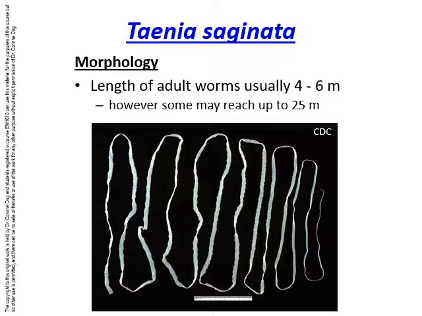This is a picture of an adult Taenia saginata tapeworm. They're usually 4 to 6 meters long, which is around 15 feet long, if imperial measurements are used. Some may grow to as long as 25 meters or 80 feet in length. This is actually longer than 11 Shaquille O'Neals lying together from head to foot. The head is at the far right and is the smallest part of the worm.